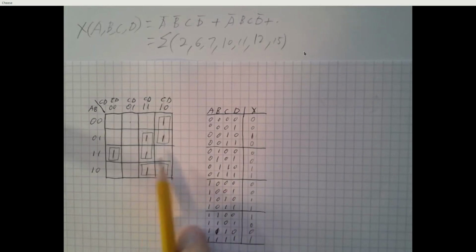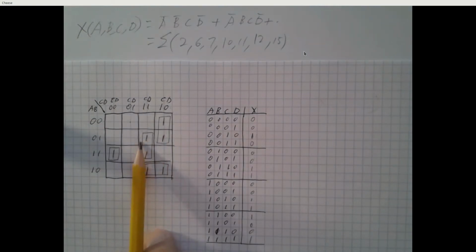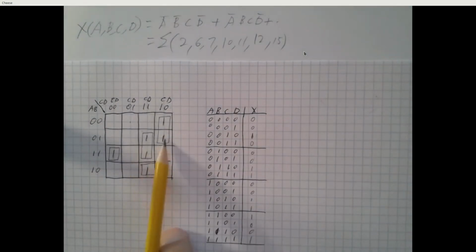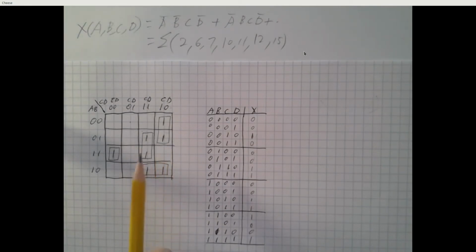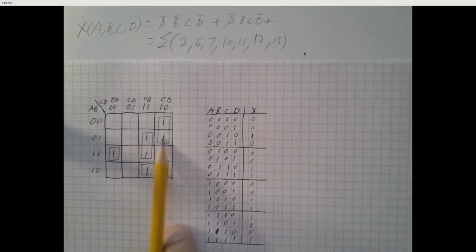Each rectangle has a length of 1, 2, or 4. I've covered all the ones. I haven't covered any zeros, and I've used as few rectangles as possible. Now, I could also draw a rectangle here to cover these two, and that's okay. I can cover these ones more than once, but I don't need to do that. I only need to cover each one once. And that would be a solution, but it would be a solution with more rectangles. Fewer rectangles is preferable. So this is a really good covering, and it's not the only covering we could come up with probably, but it's a really good covering.